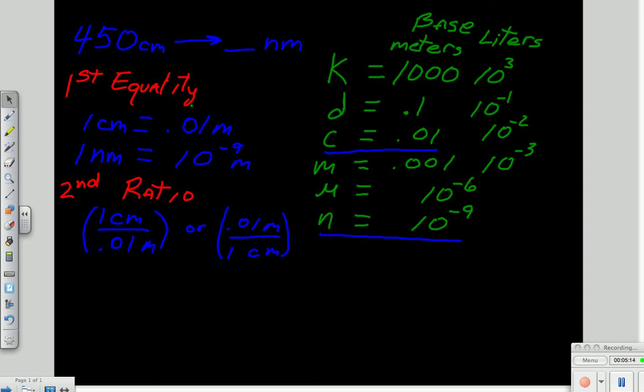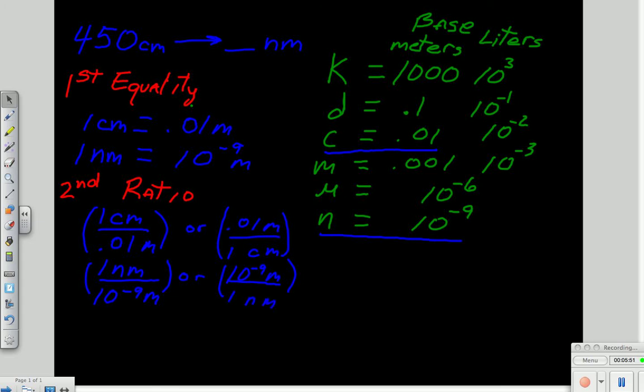Do the same for the nanometer equality. It's going to look like this. Okay, you get 2 of them. And again, once you figure out how to do this, you're not going to have to write all this out for every problem that you do. 1 nanometer on top, okay? And then the fact that for every 1 nanometer, there's 10 to the minus 9th meters, that goes on the bottom. Reverse it: 10 to the minus 9th meter on top, 1 nanometer on the bottom.